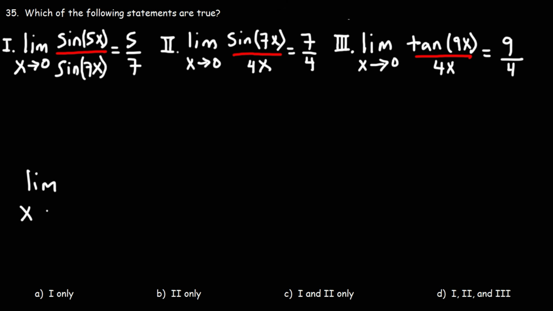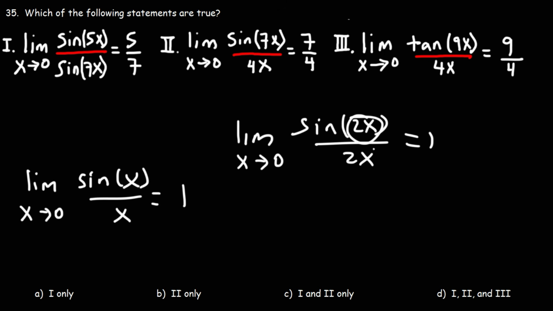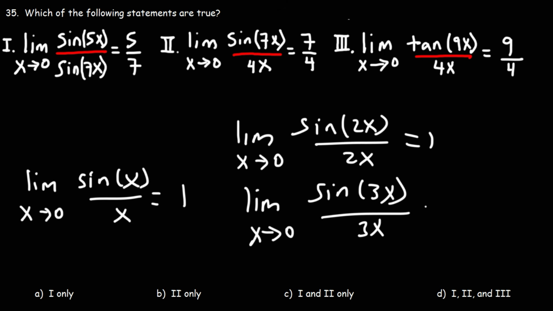The limit as x approaches 0 of sine x over x is equal to 1. That's a limit formula that you want to commit to memory. Here are some other ones that are similar to it. The limit as x approaches 0 of sine 2x over 2x is also 1. As long as what's inside and what's underneath match, the limit is going to approach 1. So for instance, the limit as x approaches 0 of sine 3x over 3x is 1.